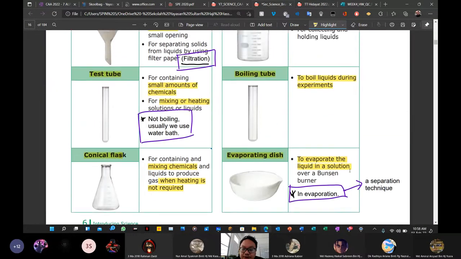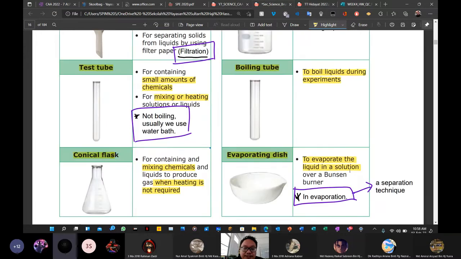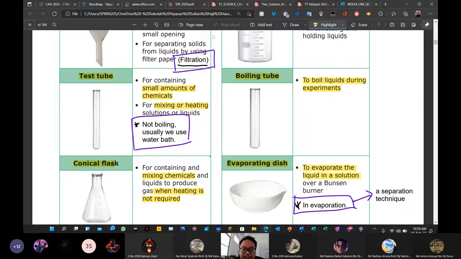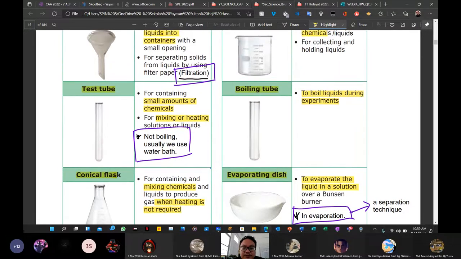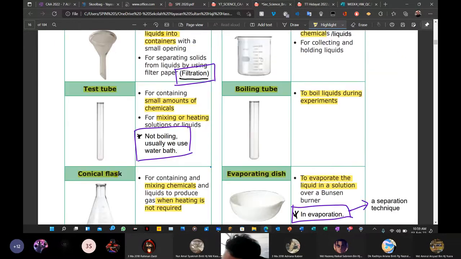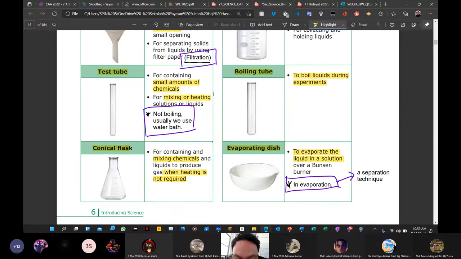Okay, I'm going to show you for 2 minutes and make sure you add on all this information inside your textbook. Copy down inside your textbook. So when you come back to school, I'm going to check. Not your exercise book. You open your textbook and then you highlight page 6.